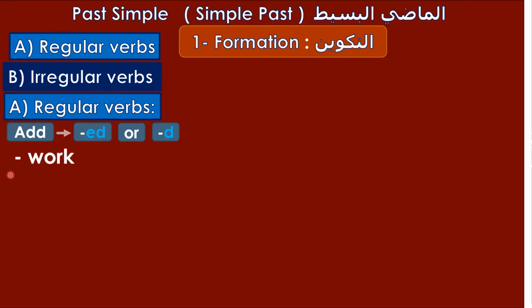Okay, so if you have a look at a verb like work for example, remember I told you that any verb in English has three forms, the conjugation of the verb.